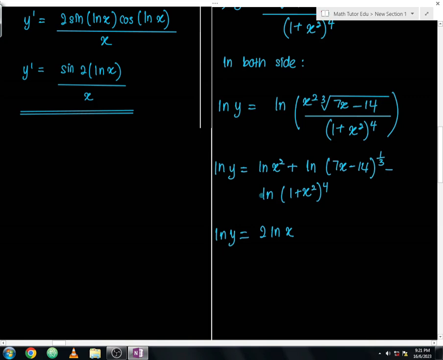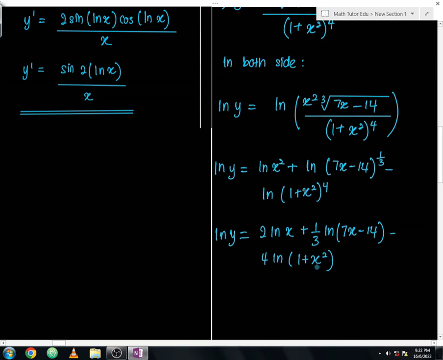Let me just remind again, it's part of the natural logarithmic rule. So from here, ln y is equal to 2 ln x plus 1 over 3 natural logarithm of 7x minus 14, minus 4 natural logarithm of 1 plus x squared.